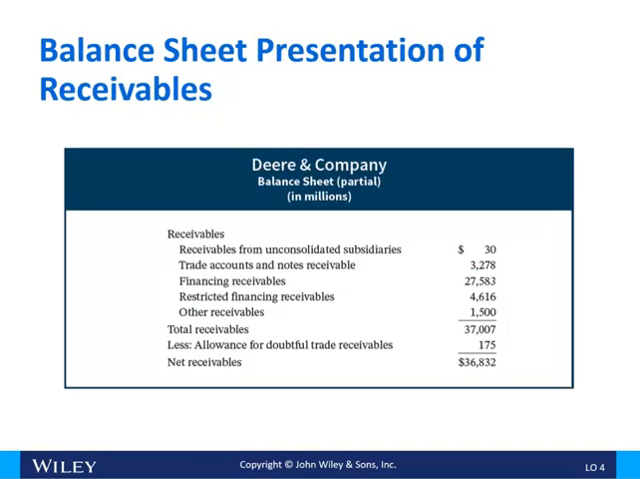Here's an example of Deere Company in the receivables section of their balance sheet. So they have receivables from unconsolidated subsidiaries. They had trade accounts and notes receivable combined together. They have financing receivables, restricted financing receivables, and then other receivables. So they add that up to total receivables, and then they subtract the allowance for doubtful trade receivables to get net receivables of $36,832,000,000.